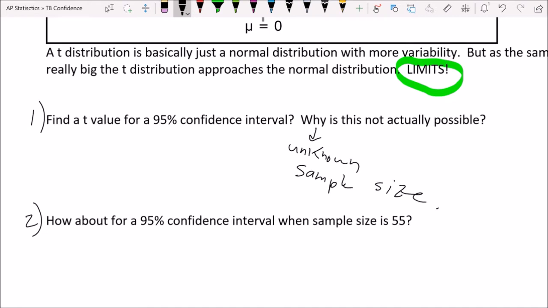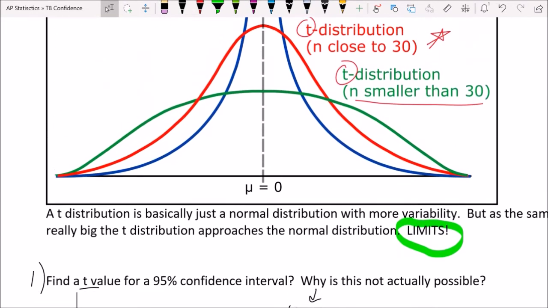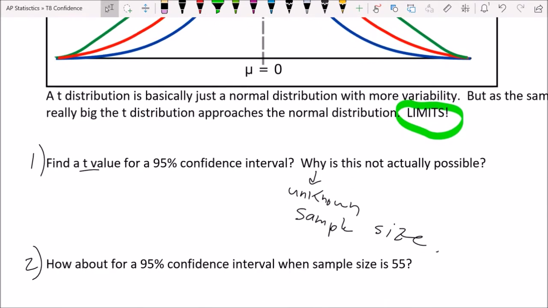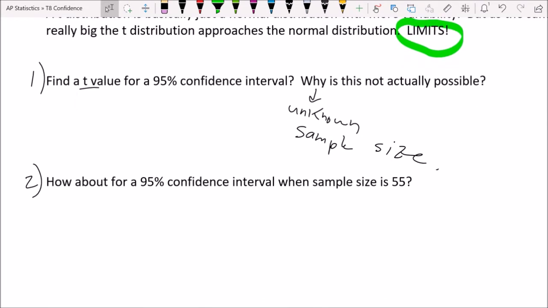And that's very different than what we did when finding confidence intervals for P, for proportions. Okay, because there we didn't need to know the sample size necessarily to find the critical value. But here we do, because it's a t value now, and in order to know which t distribution we're looking at, we have to know the sample size. So we should be able to actually do number 2, a 95% confidence interval when the sample size is 55. Let's look in the calculator.